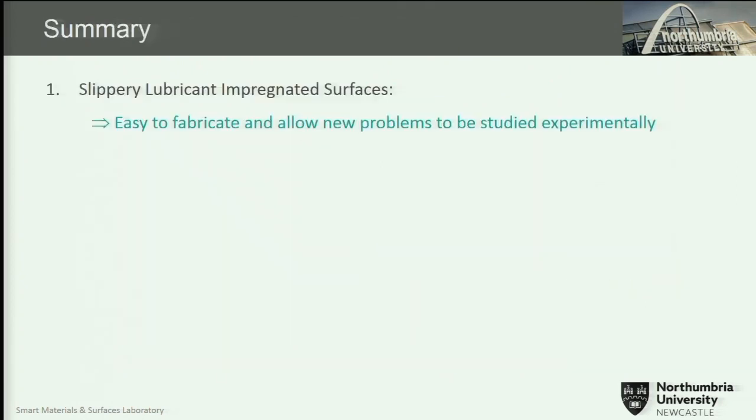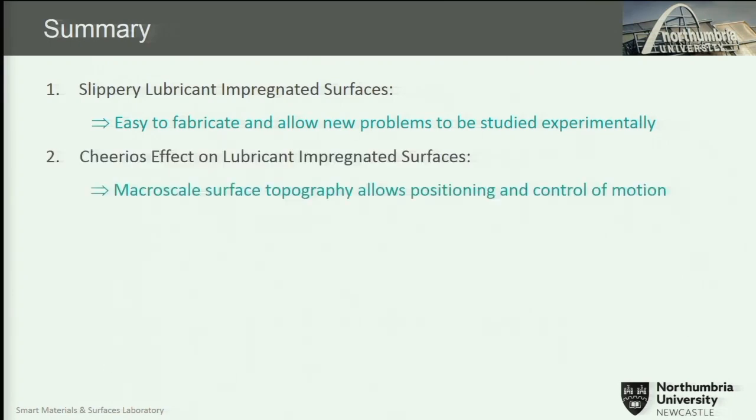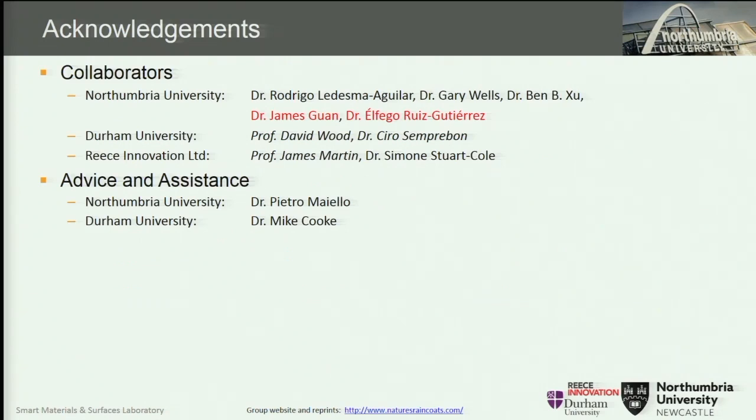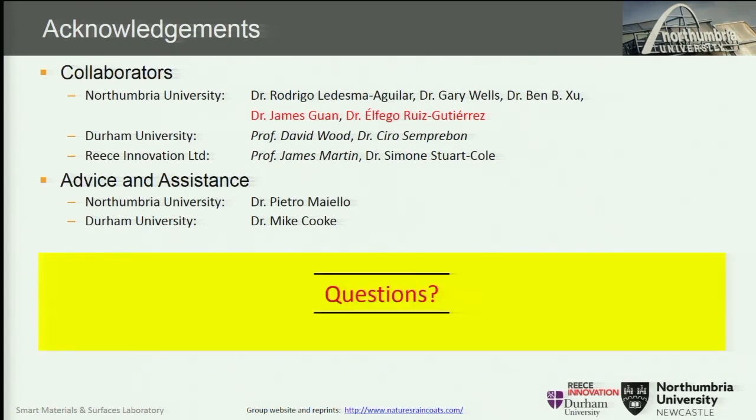So in summary from this work, I guess my first message is it is actually relatively easy to fabricate surfaces on which you effectively remove the contact angle hysteresis. Gabby said that as well. You can see a Cheerios effect, you can think about that, and that allows you to think about positioning, controlling, transporting droplets. And actually, you can think of reconfiguring boundaries and making flexible boundaries that will transport liquids, droplets, around with virtually no loss. And with that, I'd like to thank collaborators, in particular James and Elfigo, the students who did the work. Thank you very much.